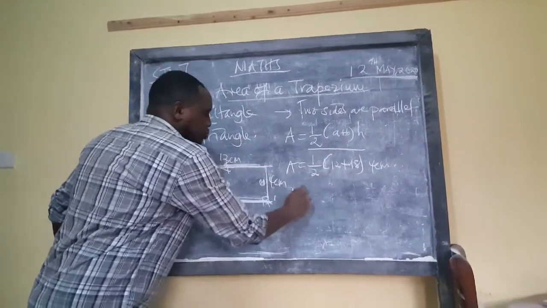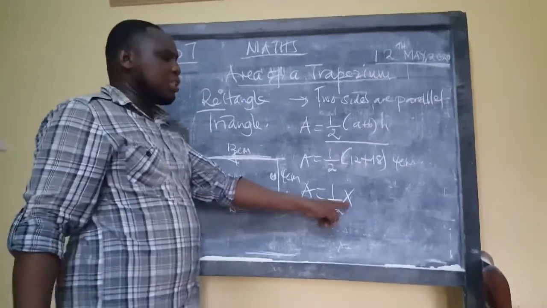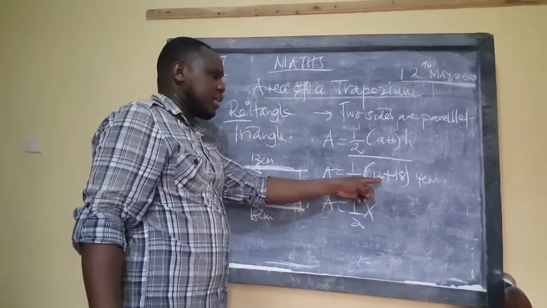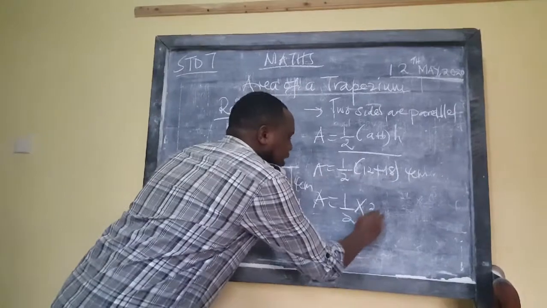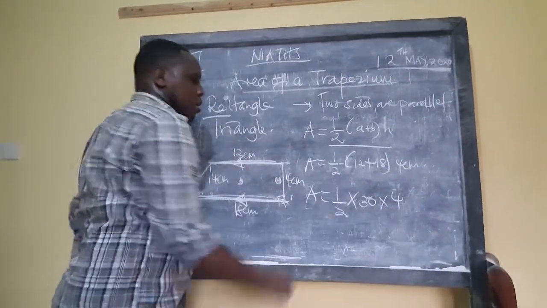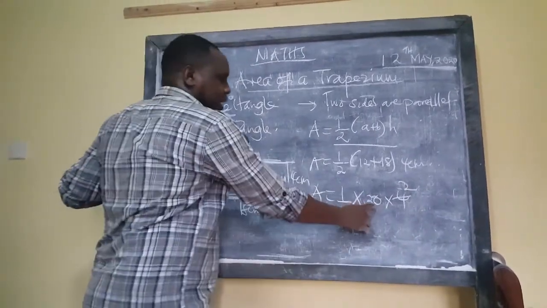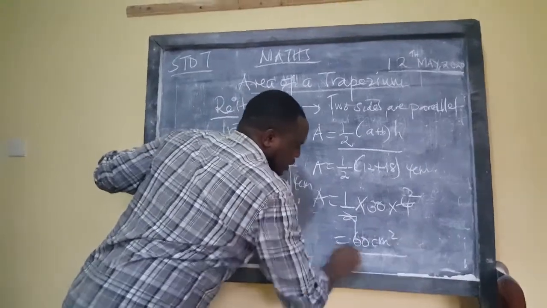So this is going to be area is equal to half times, now we remove the brackets to use this kind of multiplication, times what is here, 12 plus 18, which is 30, then times 4. Half of 4 is 2. This is going to give you 30 times 2, which is 60 centimeters squared.